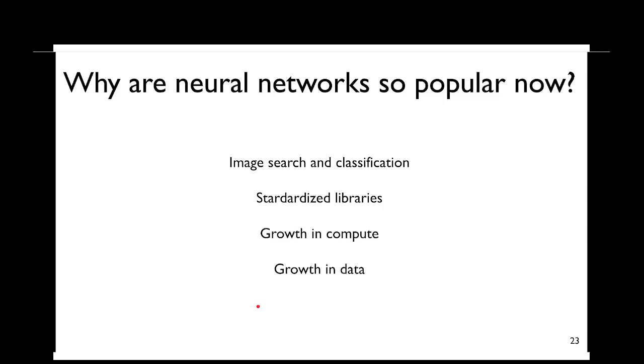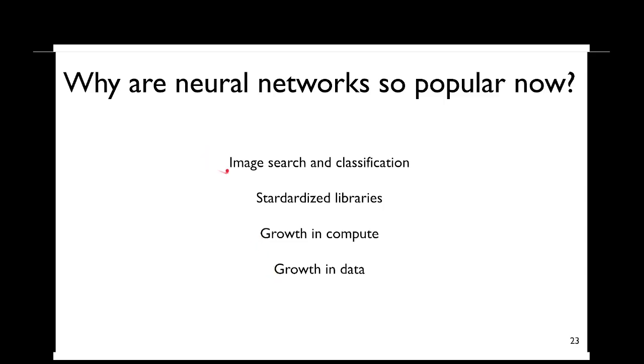Okay, so with these basic concepts in neural networks of a neuron, the layering and the forward propagation, the backward propagation, and the error, now let's look into why neural networks are so popular today. And we will look into 4 aspects. The main aspect is image search and image classification. Then we will look at standardized libraries for neural networks, the growth in compute that happened over the last decades, and the growth in data.